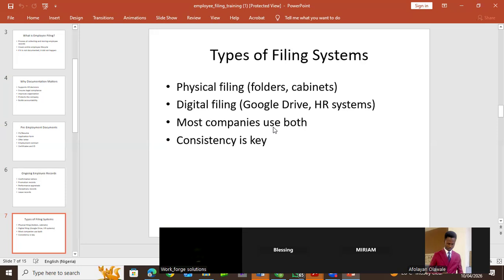So for digital filing, you can do your files on Google Drive. You have a general folder, and inside it a folder for every staff member. A lot of companies use both. They have everything in the drive, and they also have the hard copies, the paper.